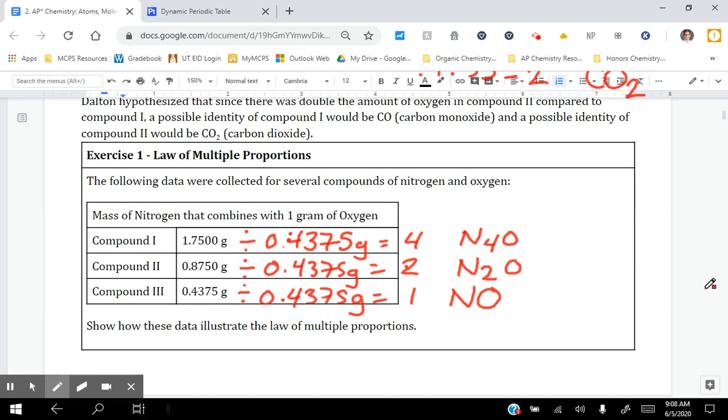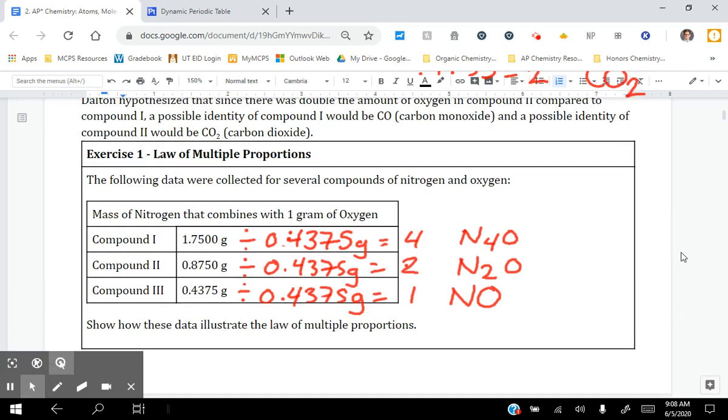This is a perfect illustration of the law of multiple proportions. This idea of dividing by the smallest mass or by the smallest amount to determine the subscripts in a formula is something that's going to come into play in our next unit when we look more at stoichiometry. We're going to look at something called the empirical formula and the molecular formula. So this idea is important, and we'll come back.